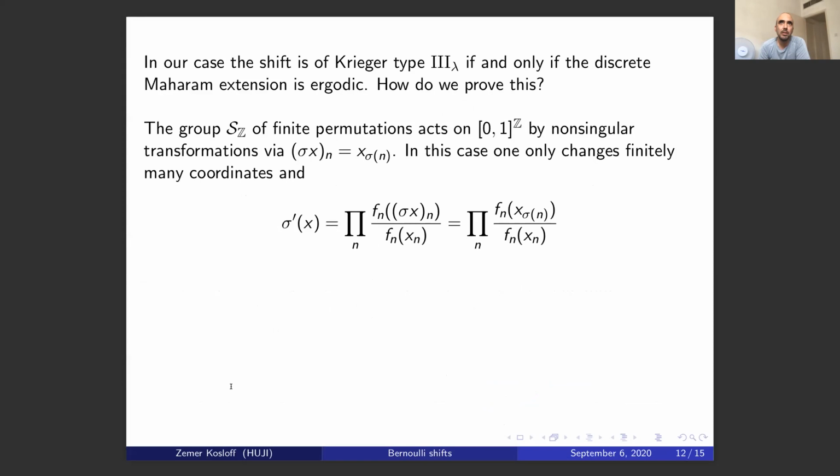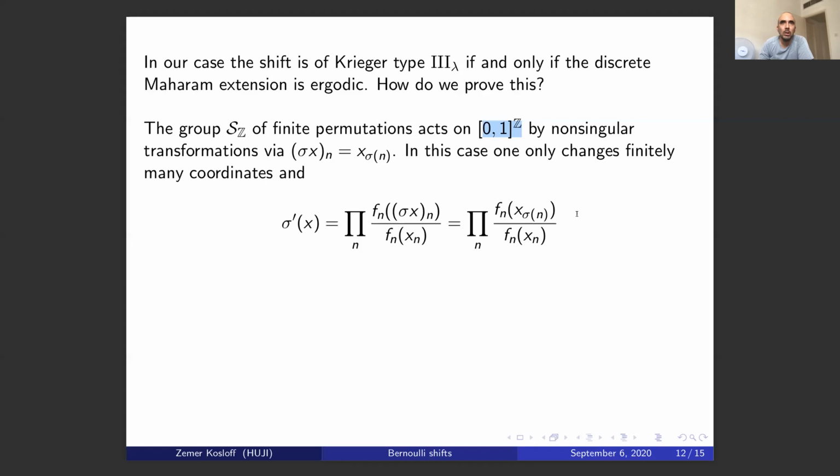And the way that we prove this is we go to a different group action. The group action that we do is we go back to the group of finite permutations, which acts naturally on this product space by non-singular transformations. And it acts by just shifting the coordinates according to the permutation. Because the permutation changes only finitely many symbols, it's clearly non-singular. And you can check that the Radon-Nikodym derivative is as written below. You should keep in mind that this product now is not an infinite product because it's one except for finitely many coordinates.